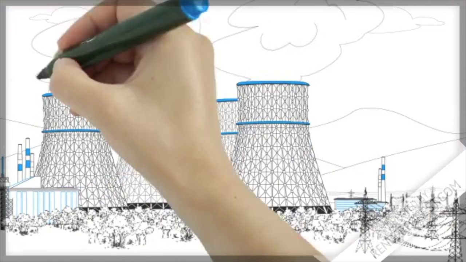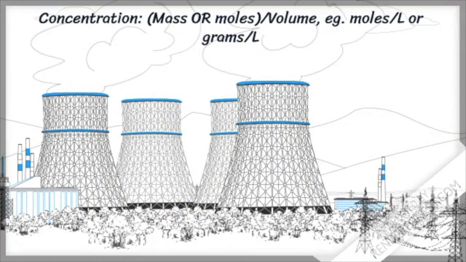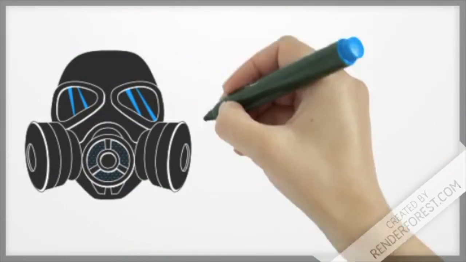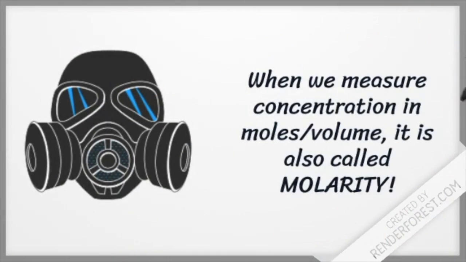Next is concentration. Concentration is a substance's mass or moles per volume, such as moles per liter or grams per liter. When we measure concentration specifically in moles per volume, it is called molarity. This can be denoted with a big M, which is not to be confused with the big M for molar mass.